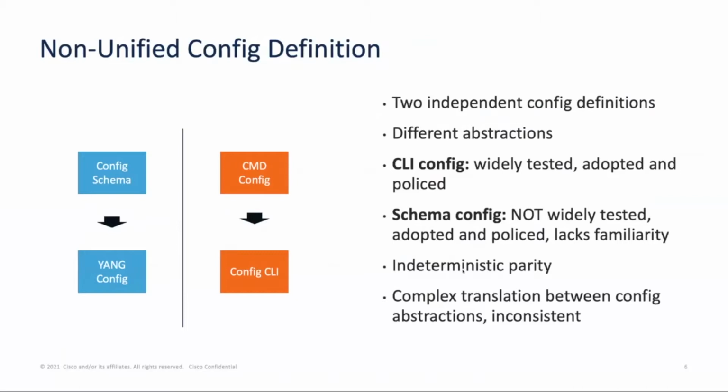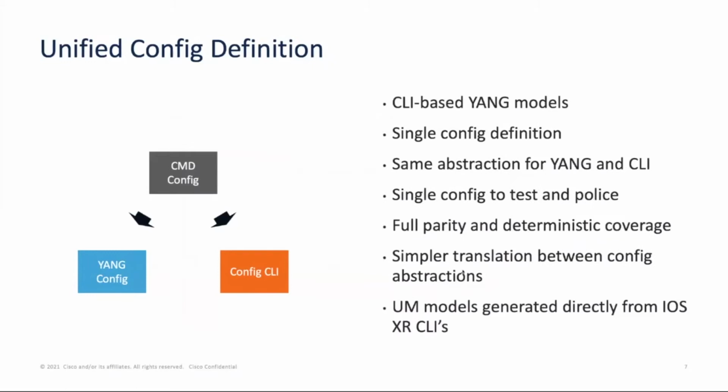What we're really doing in this scenario is we said, hey, this is how it was. We had a Yang config coming out of the schema. We had CLI coming out of CMD. It gave very much indeterministic, complex translations. It didn't read very well. So we had these two pillars. And really what we're doing with this unified config definition is going to CMD config, and we're leveraging the Yang config as well as the config CLI.